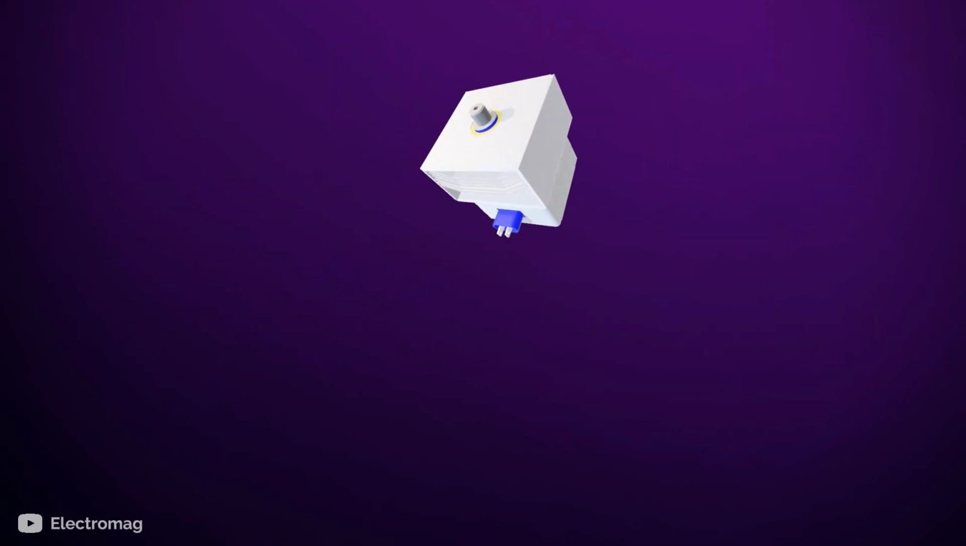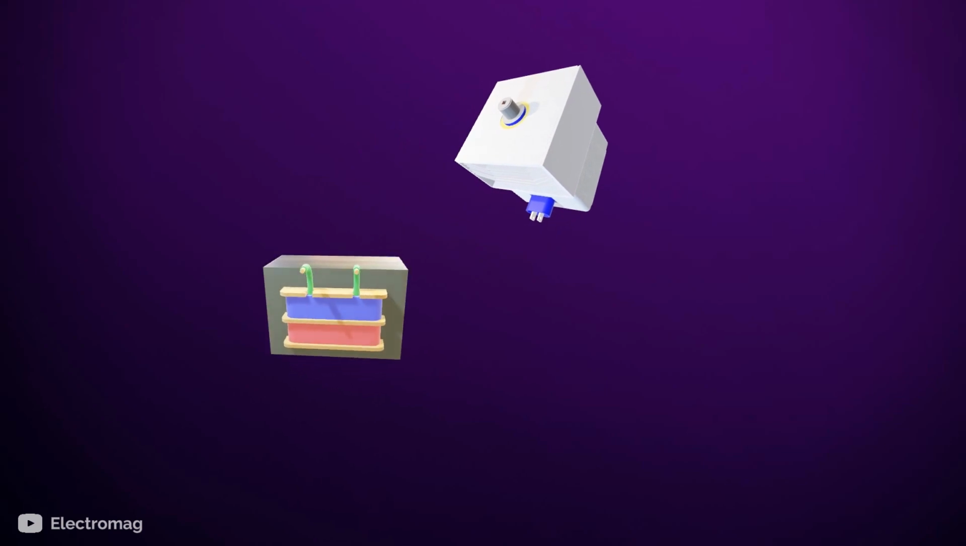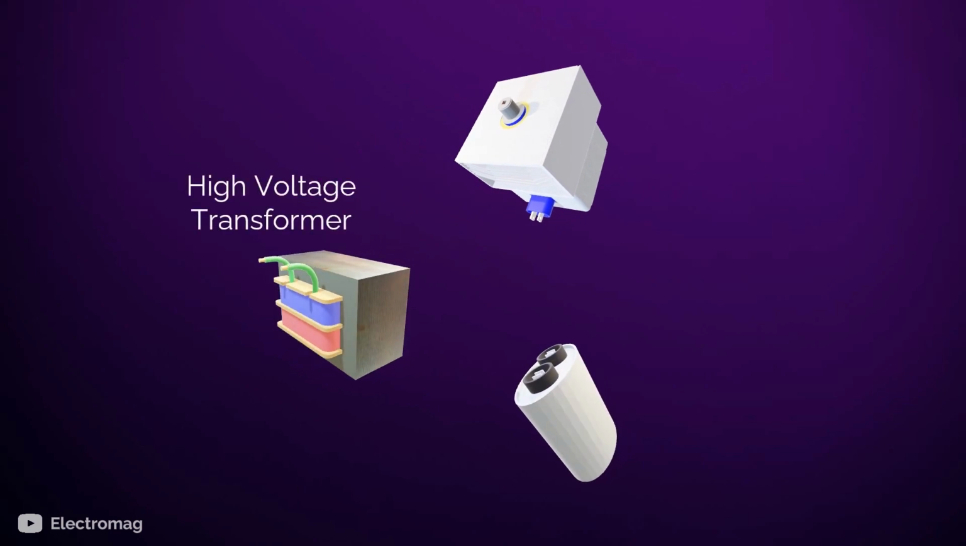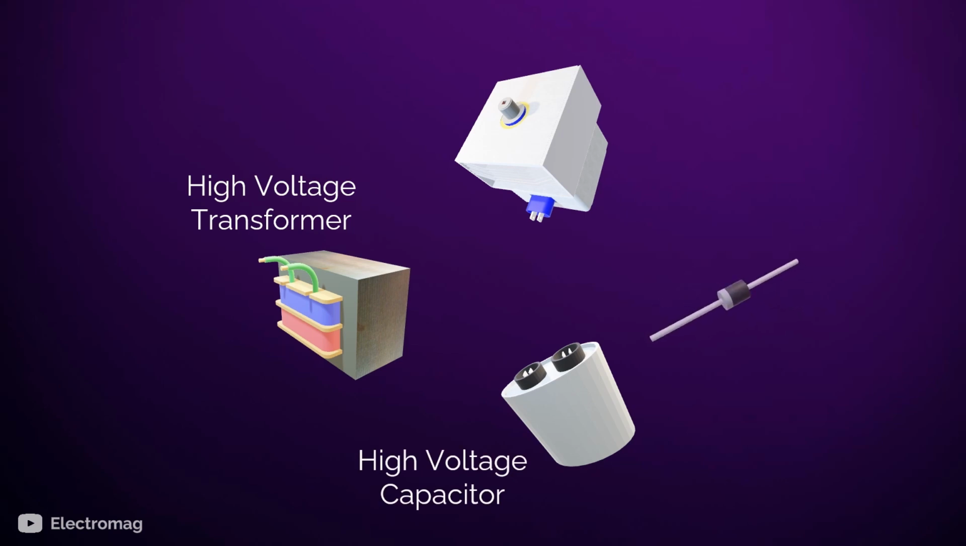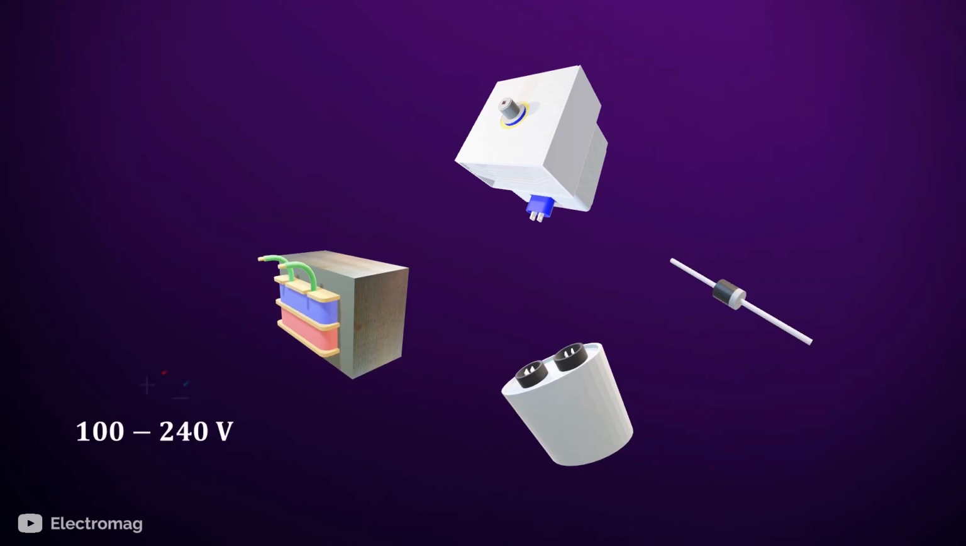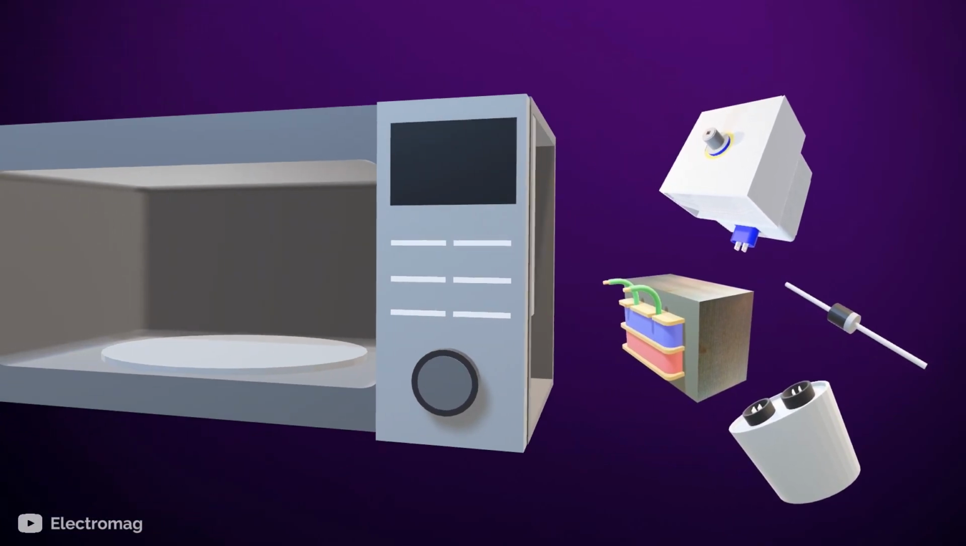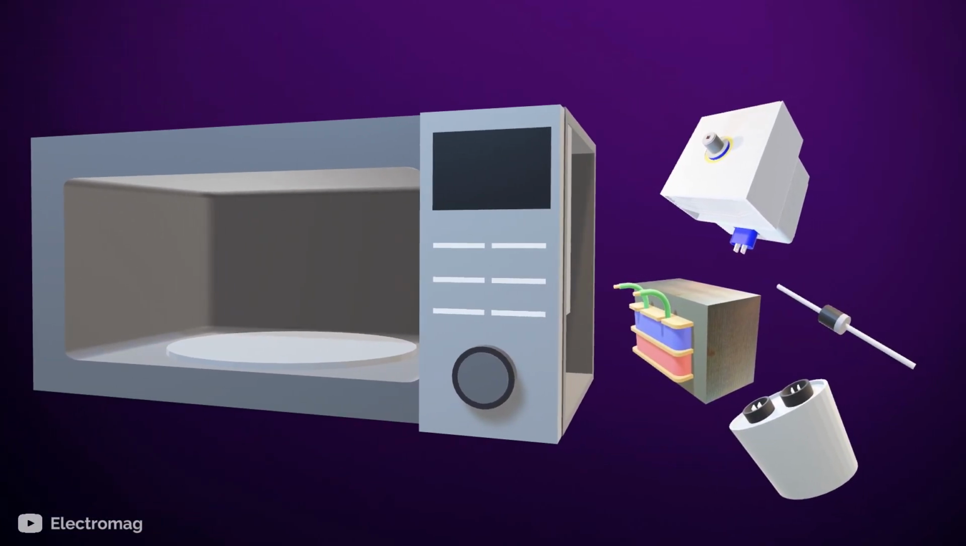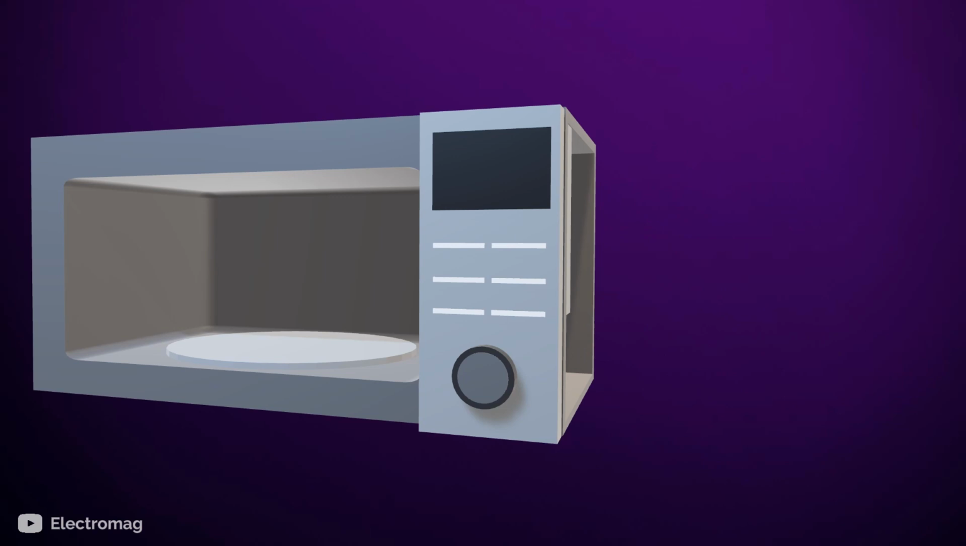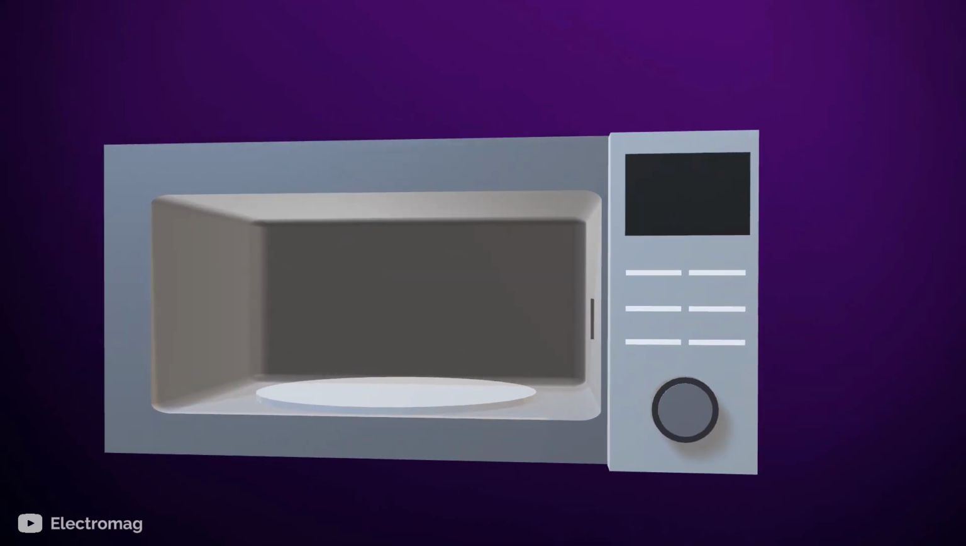Besides the magnetron, there are only three main components in a microwave oven: a high voltage transformer, a high voltage capacitor, and a high voltage diode. The transformer boosts the voltage to 2 to 3 kV to power the magnetron, which is both powerful and dangerous. But how are all of these electronics safe when there are high power waves inside the microwave?